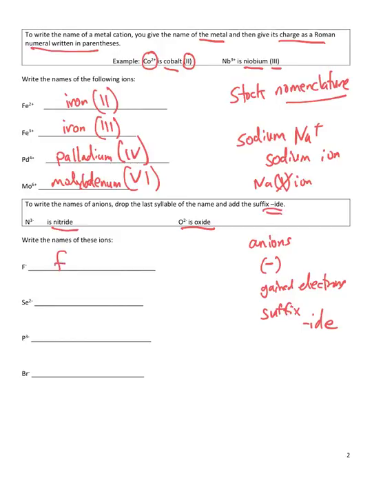So fluorine becomes fluoride. Notice this U before O: it's fluoride, it's not F-L-O-U-R-I-D-E. Se2- is not selenium, but now it's selenide. Phosphorus 3- becomes phosphide. And bromine becomes bromide.